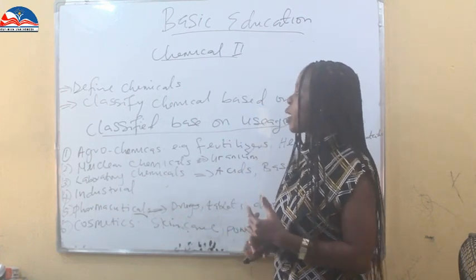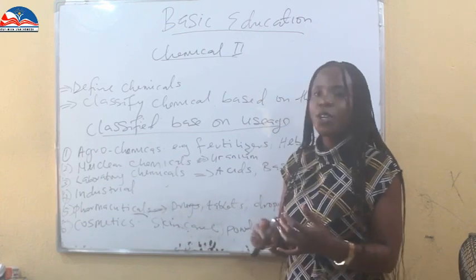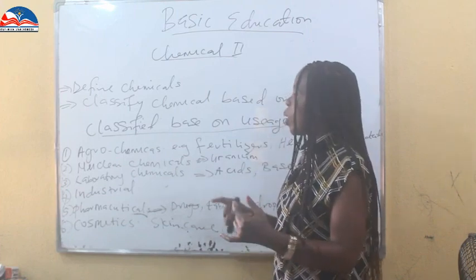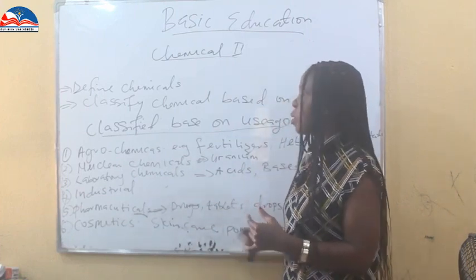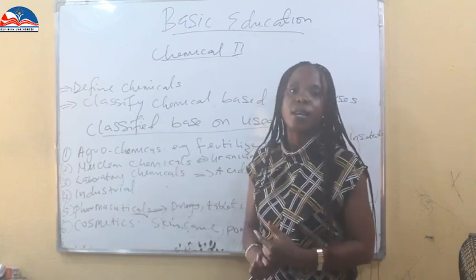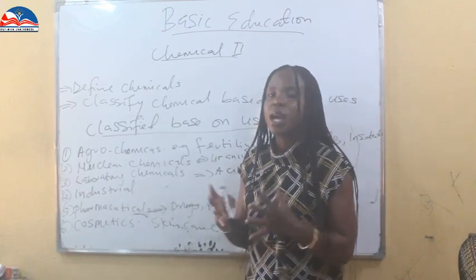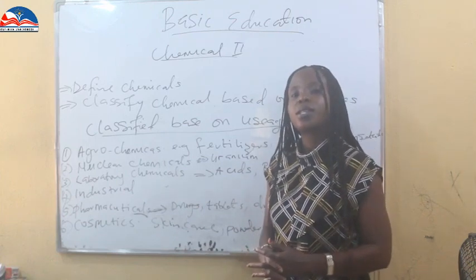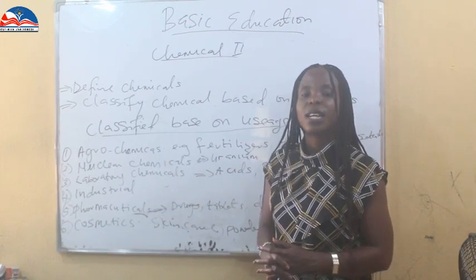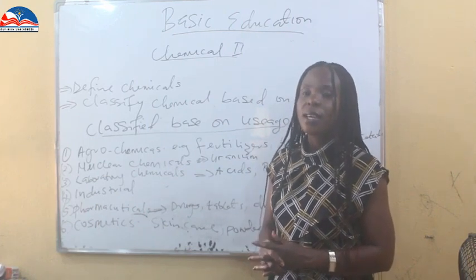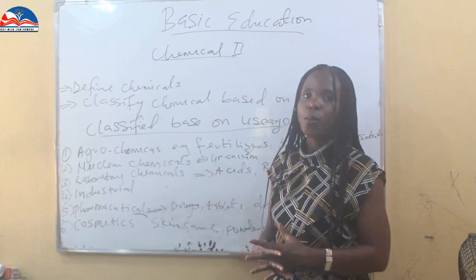We have the agrochemicals, we have the nuclear chemicals, we have the laboratory chemicals, we have the industrial chemicals, we have the pharmaceutical chemicals, we have the cosmetic chemicals. I'm classifying them based on usage. Agrochemicals are chemicals used in the agro sector. Like we have the fertilizers, we have herbicides, we have insecticides used for agricultural purposes.